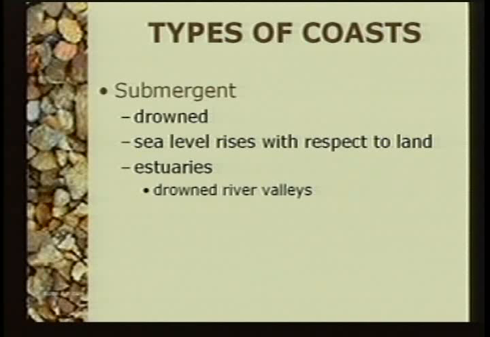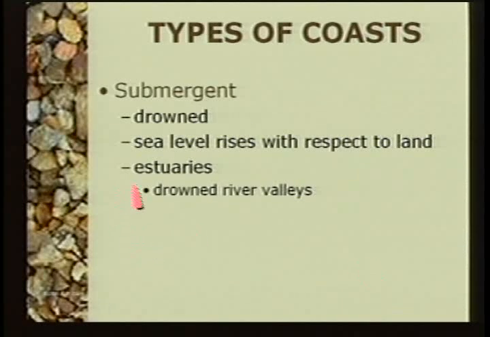The opposite of that is an emergent coastline, where we have a body of land and either the sea level is dropping or we have rebound or uplift and the land is rising. So submergent, the land is moving lower relative to the sea, and emergent, the land is moving up relative to the sea. Let's look at some of the characteristics of each of these.